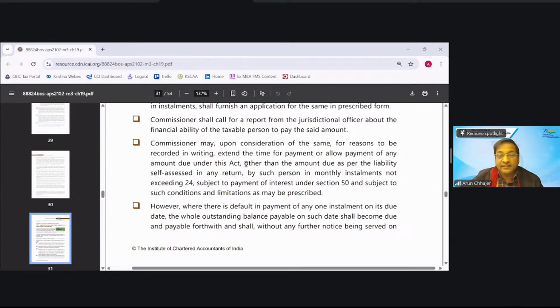Because it is written, other than the amount due as per the liability self-assessed in any return. और अभी हमने बात किया था ना, self-assessed includes the liability reported in R1 but not paid in 3B. Correct? So that is self-assessed liability. Can the self-assessed liability be paid in installments? Can it be requested for installment? Answer is no. It will be any other liability. So it can be like कोई demand हो गया, something like that. ठीक है.